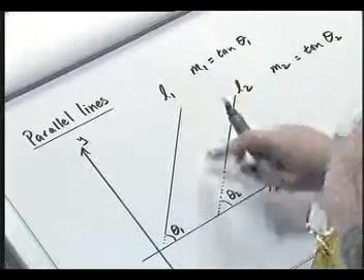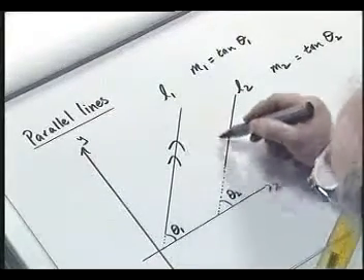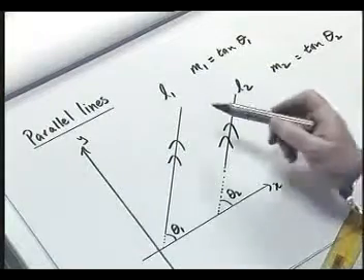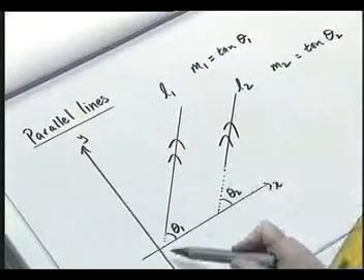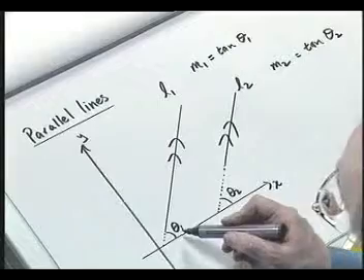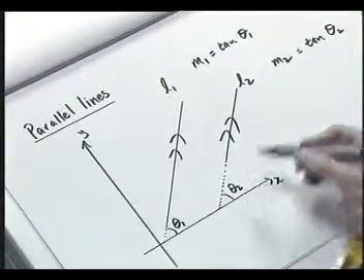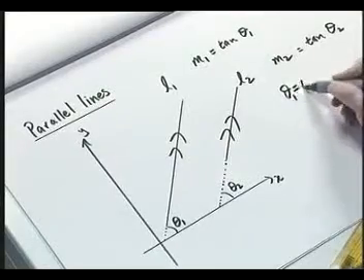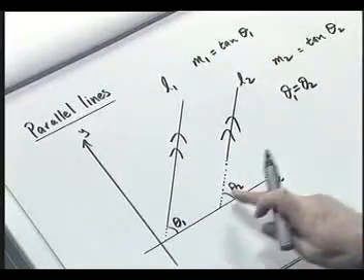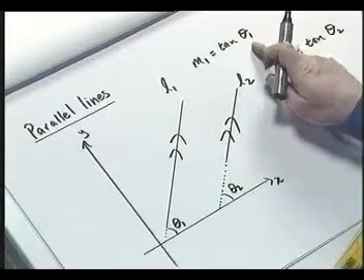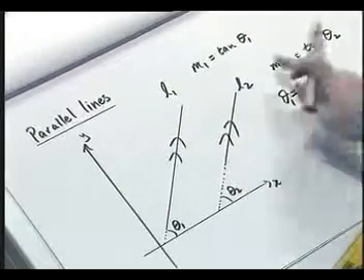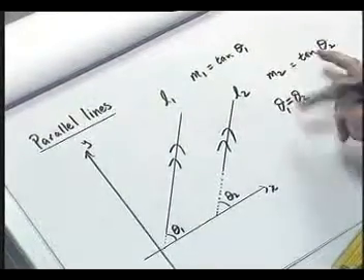Now, because these two lines are parallel, they cross this x-axis at the same angle. Theta 1 and theta 2 are corresponding angles, so theta 1 must be equal to theta 2. So because theta 1 is theta 2, tan theta 1 will equal tan theta 2. So in other words, M1 equals M2.